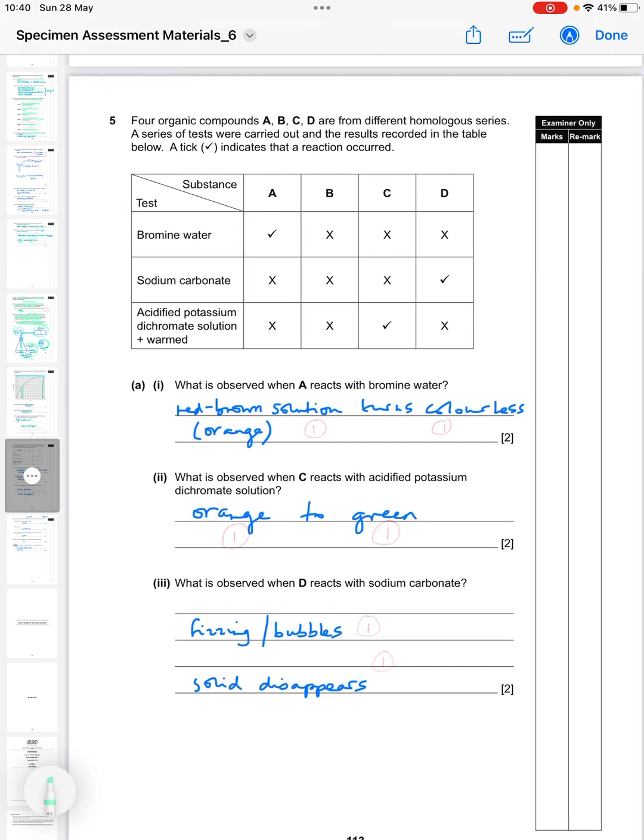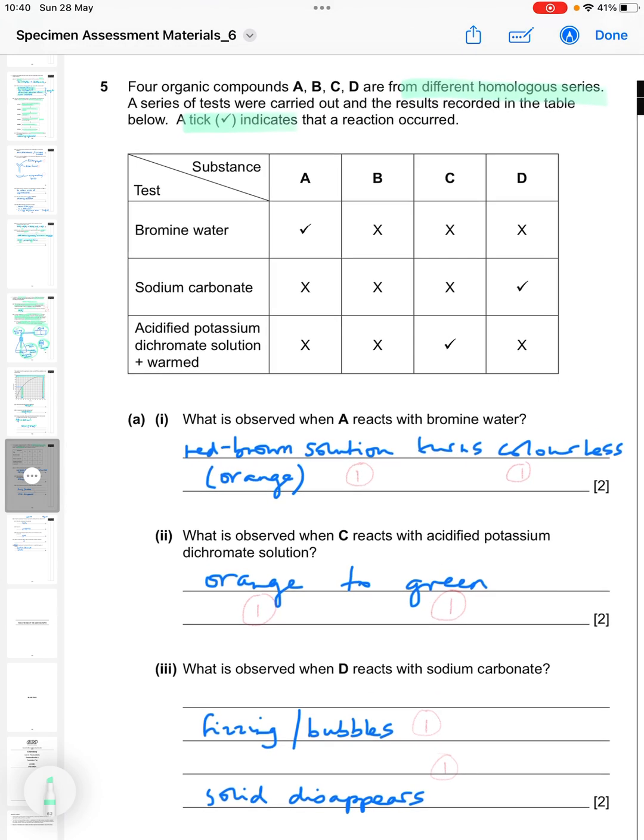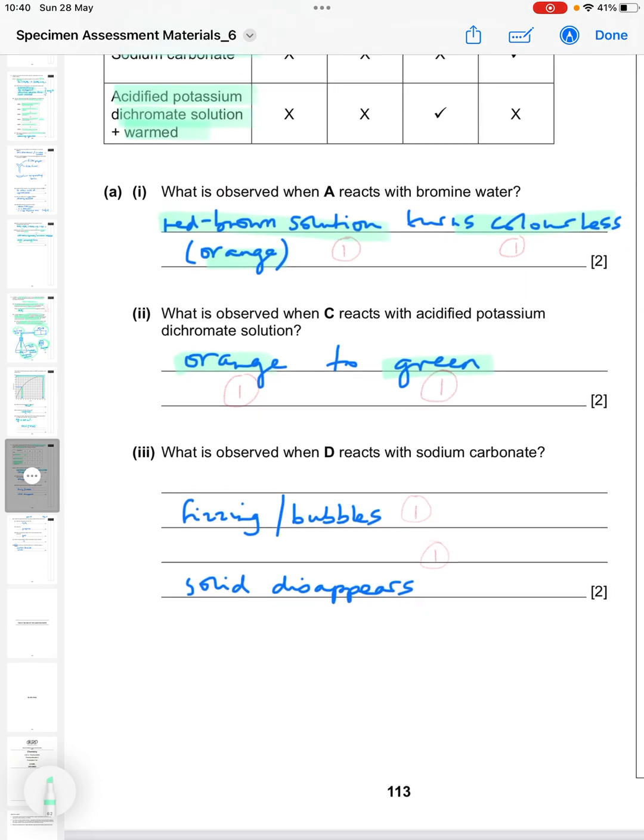Then we have 4 organic compounds from different homologous series. A series of tests were carried out, and a tick indicates a reaction that occurred. So we've got tests of bromine water, sodium carbonate, and acidified potassium dichromate being warmed. What is observed when A reacts with bromine water? So the reaction has happened, so it's going from a red, brown, or orange solution to colourless. 2 marks for that. What's observed when C reacts with acidified potassium dichromate solution? So it's going from orange to green.